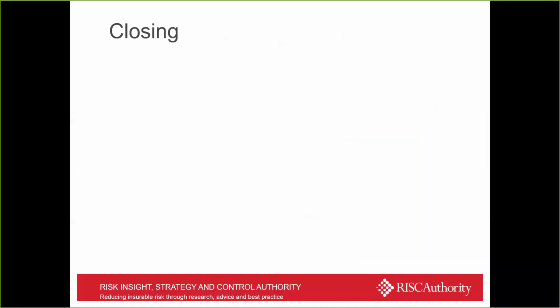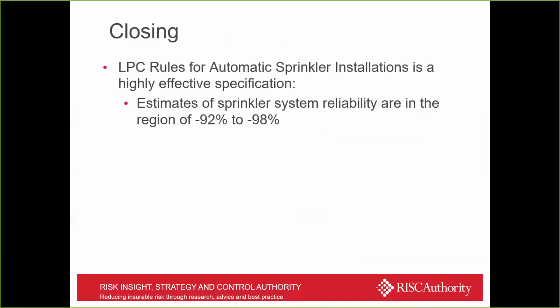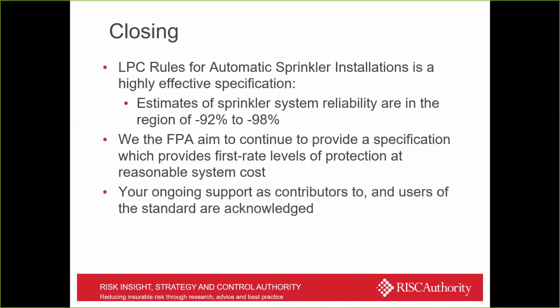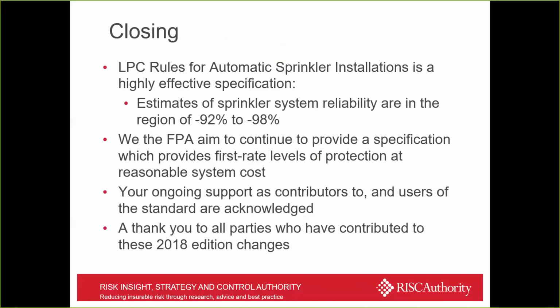And to finish it off, the LPC rules for sprinkler installations, as you can see there, the reliabilities are in the region of 92 to 98%. At the FPA, we aim to continue to provide a specification which provides first-rate levels of protection at reasonable system costs. We'd like to thank you all as ongoing supporters and contributors and users of this standard. And I thank you to all those that have contributed to the latest TB changes in 2018.